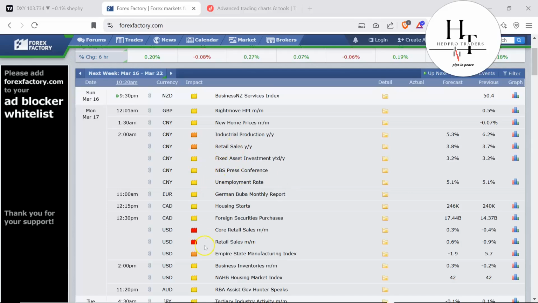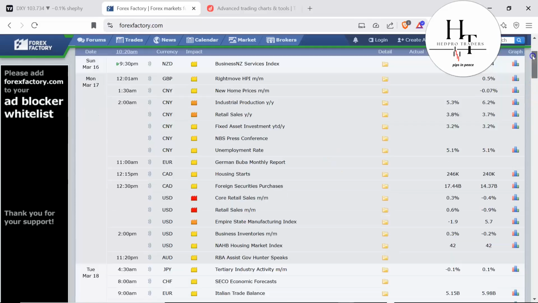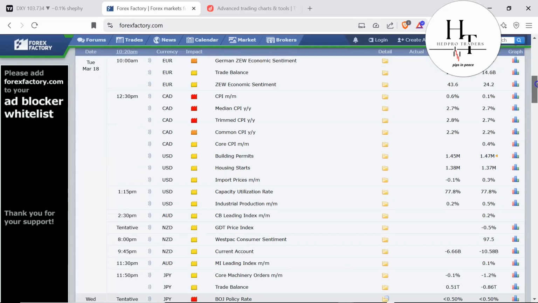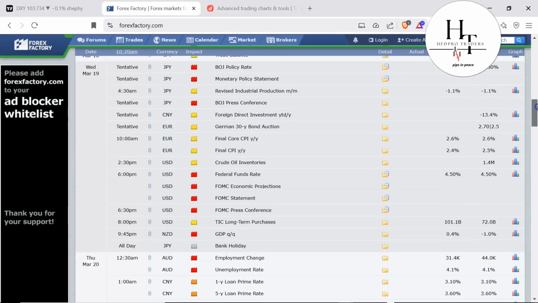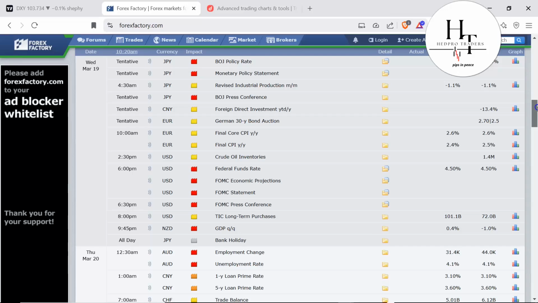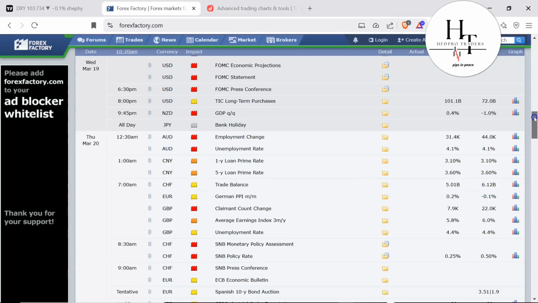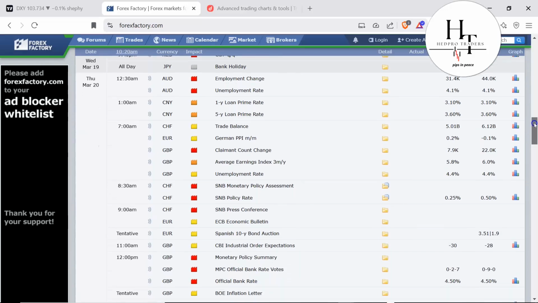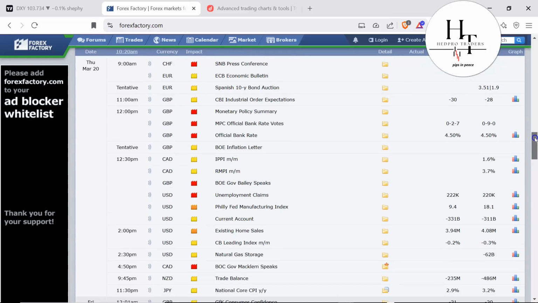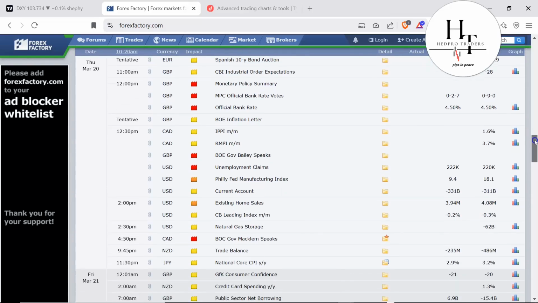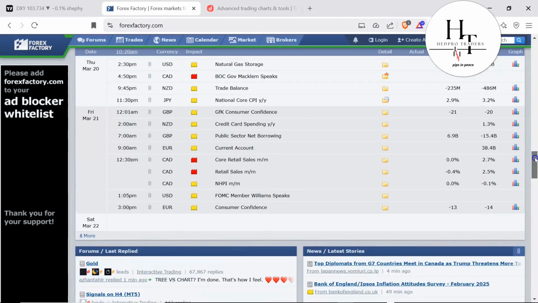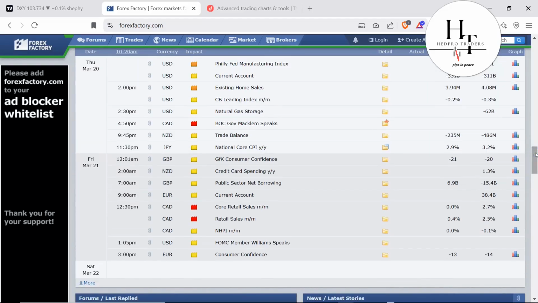So Monday we have core retail sales from the United States. Tuesday we have news coming from Canada. Wednesday from Japan, the United States. Wednesday is FOMC, so you need to be careful. If you think you can trade in news, good luck to you. Thursday we have news from Australia, from UK. Friday we have news from Canada. So if you are trading the pairs where this news is coming from, you need to really be careful that day. So let's go to the chart.